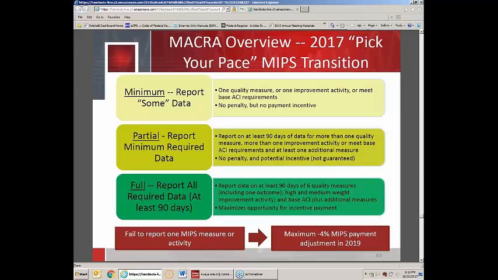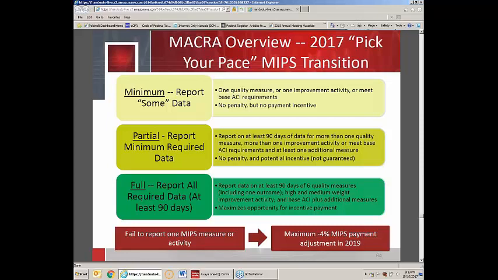We got some relief in 2017, after they realized that we were going all in at once, and the physician community sort of raised their arms up and said we can't do this all at once. And so they allowed practitioners who were going to participate in the MIPS program rather than the APM program to pick their pace. The minimum you can do is report some data. If you report some data, at least one quality measure, one improvement activity, or you meet some baseline ACI requirements, you're not going to get a penalty, but you're also not going to get an incentive.